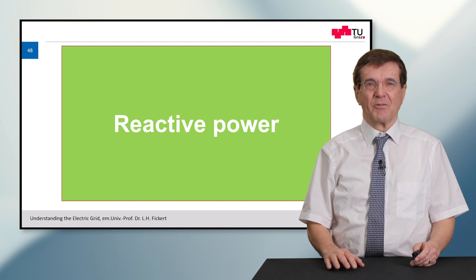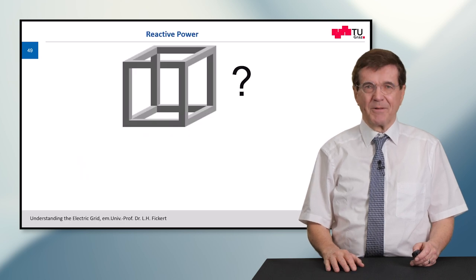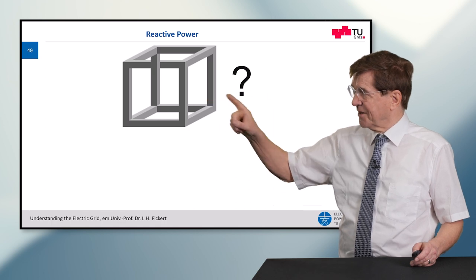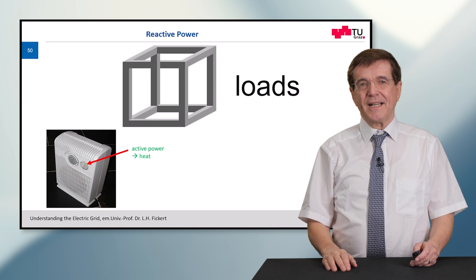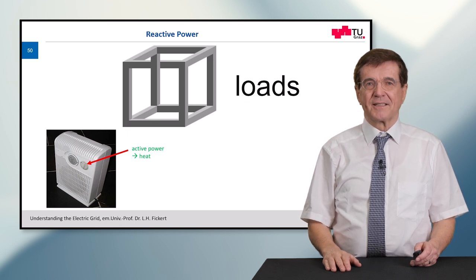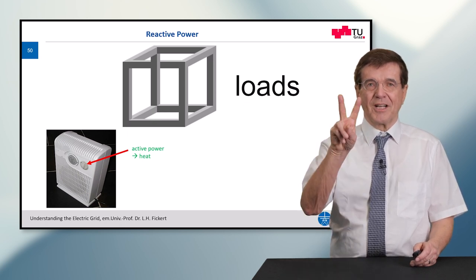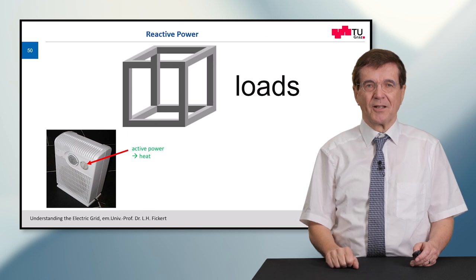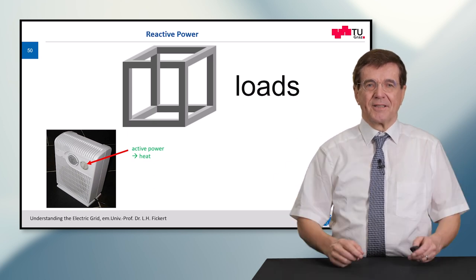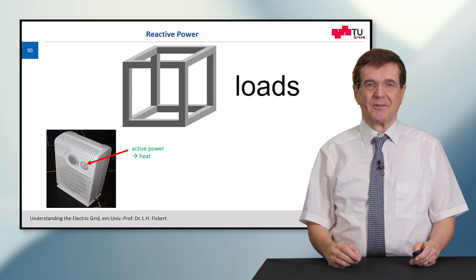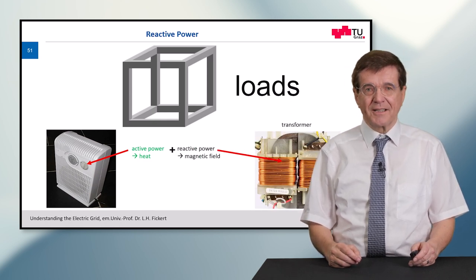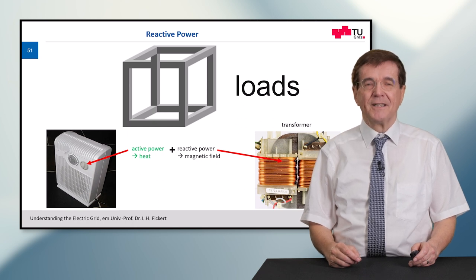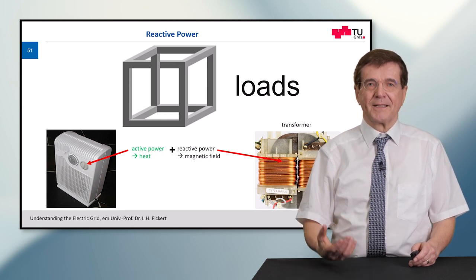Last but not least, how about reactive power? For many people, this is an enigma. If you carefully watch this, you never can make it in your own workshop. So the understanding of the reactive power is in the structure of the loads. We have two types of loads. One is a load that takes out active power like heat, and the other type of load is like a transformer, a reactive power consumer, which is controlled by its magnetic field.